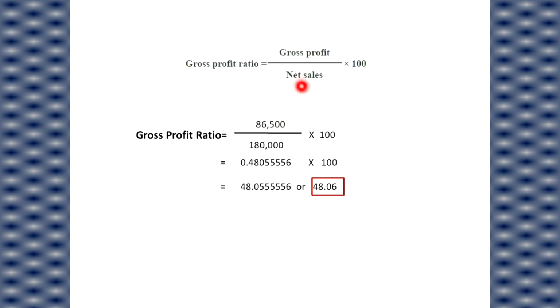The gross profit of 86,500 is divided by the net sales of 180,000. After dividing, we multiply by 100. So, 86,500 divided by 180,000 is 0.4805556. Then we multiply that by 100, which equals 48.05555556, or about 48.06. So, that is the gross profit ratio.